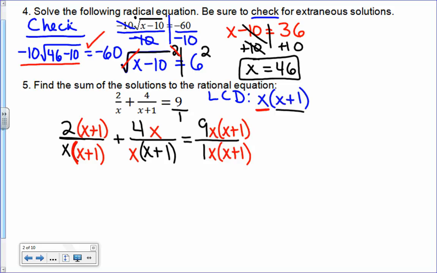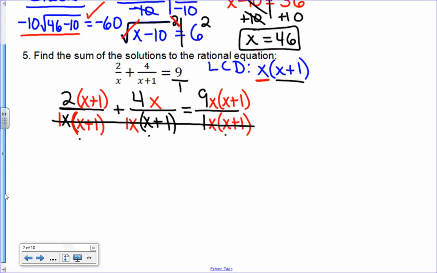Now, that 1 on the bottom, I know it looks different from these, but remember, this could be a 1x. That could be a 1x, so that this is a 1x as well. Now, at this point, you'll notice that all the bottoms are identical. So, if you remember when we solved rational equations, if all the bottoms were the same, we got rid of the bottom, and we solved the top.